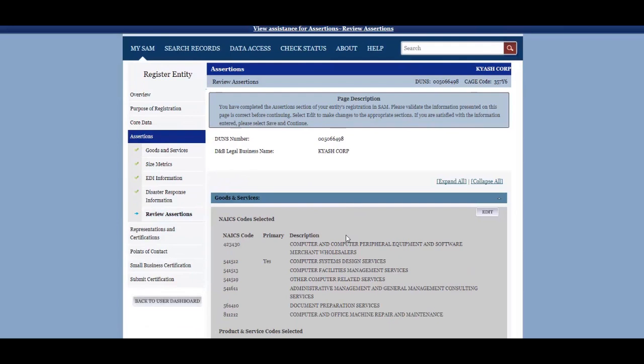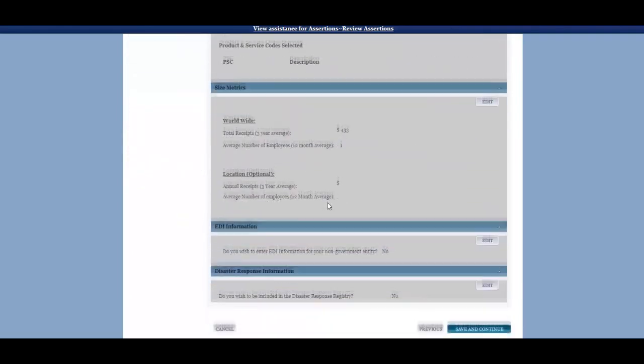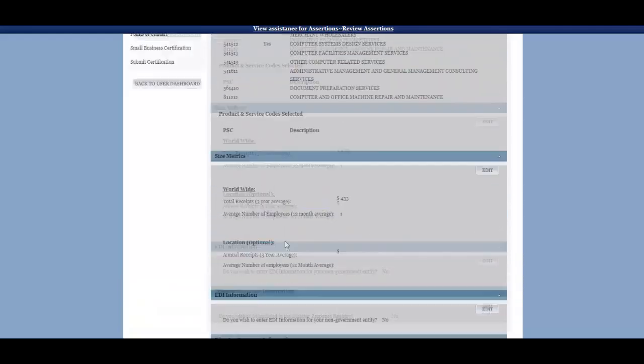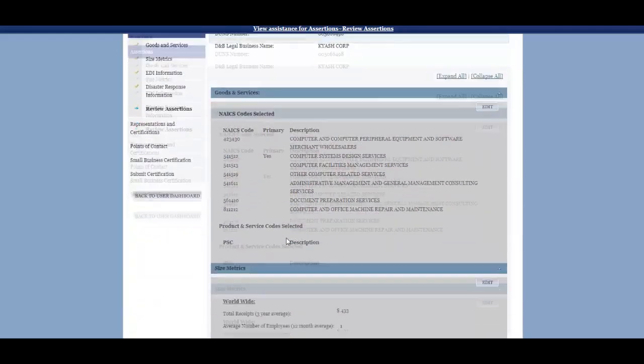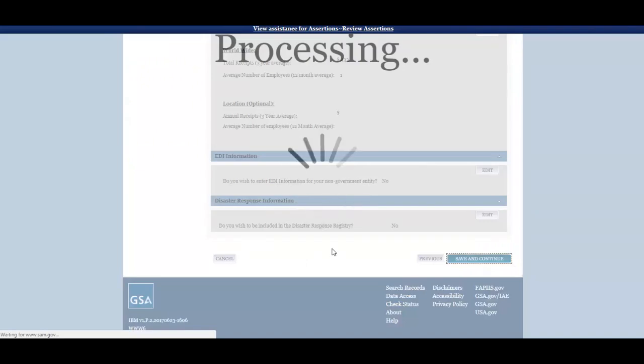All right, so now we're going to go back and review what are our assertions. Here's our DUNS number, our legal business name, the NAICS code selected, our size metrics, EDI information, and disaster response information. It all looks good, and we're going to hit save and continue.